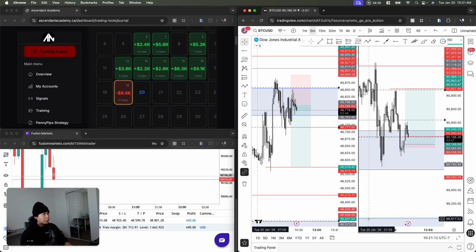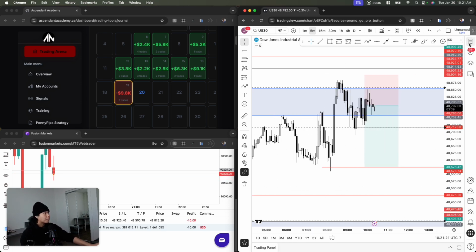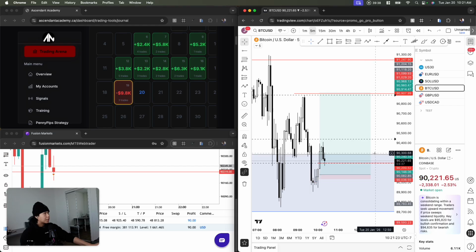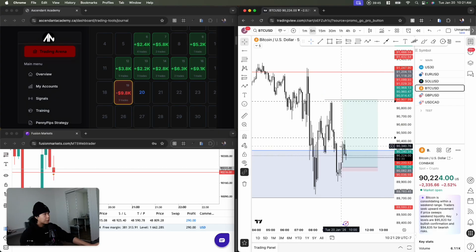So we got spiked out of the Bitcoin trade for $2,000. Now we're just waiting to see what happens with the US 30 trade. And we will see if we were correct or not in trailing our stop on the Bitcoin trade, or if it just hit our trailing stop and then continues pushing up.